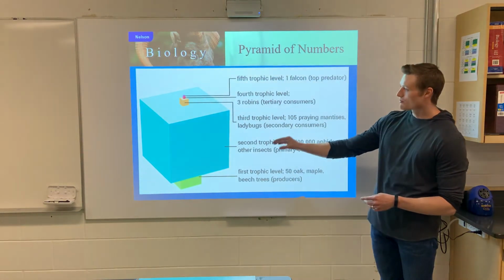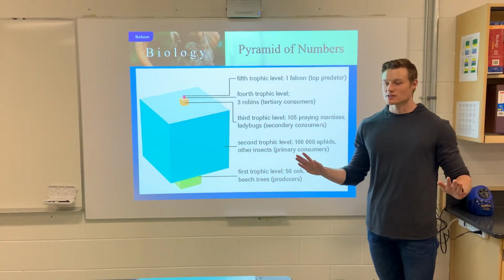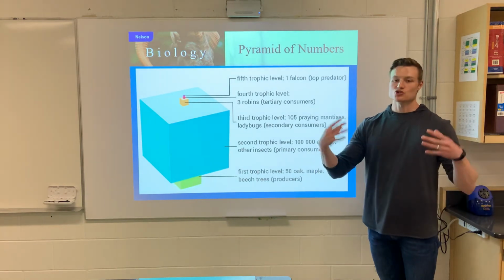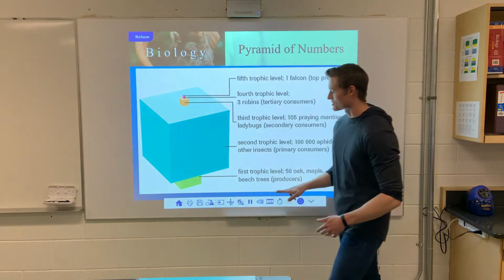Basically, if the bottom of the pyramid, so your producers, if they fall apart, your entire ecosystem is going to collapse on itself. That's why you need a strong base of producers to support the rest of the ecosystem.